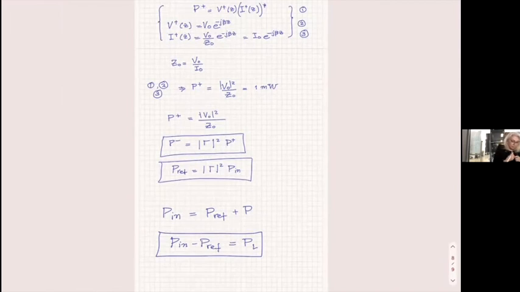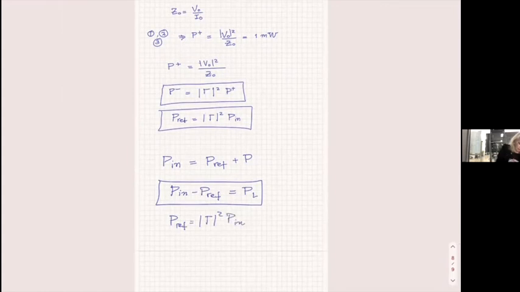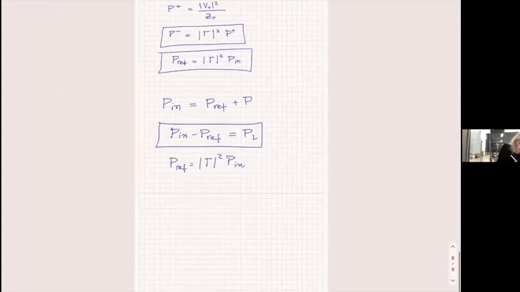It's important to know how much power goes to the load. Even if you don't know the input, you can say what percentage of the power goes to the load. If your P input is whatever it is, then you can write P reflected to be magnitude of gamma squared times P incident, which means from here that your PL will be P incident times 1 minus magnitude of gamma squared. And then if you want to know the percentage, you have to take the ratio of the two.